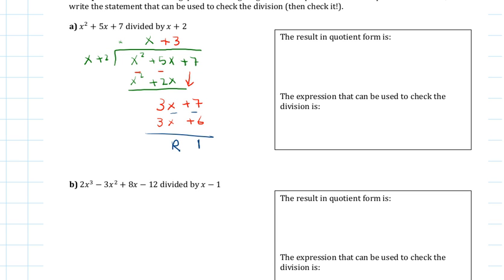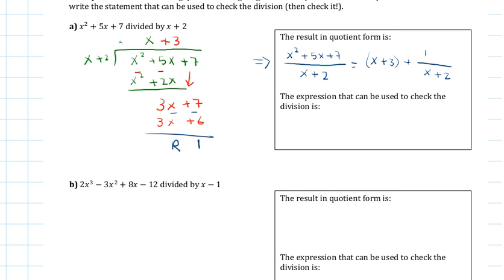So for the quotient form, remember that we're going to have to write the polynomial, x squared plus 5x plus 7, divided by the divisor, equals the quotient plus the remainder divided by the divisor. Make sure you know this format, because most likely when I ask you to write the result in quotient form, you're going to have to know how to write that. So you need to know both formats.